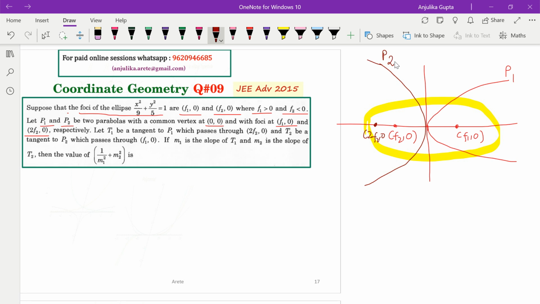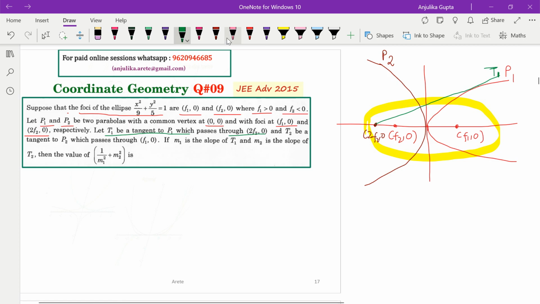Now what are they doing? They're drawing tangents, you see. T1 is a tangent to P1 which passes through 2f2. So you are going to draw a tangent to P1 which is passing through this. Let's do that. So this is my tangent, like this. So this is my T1 tangent.